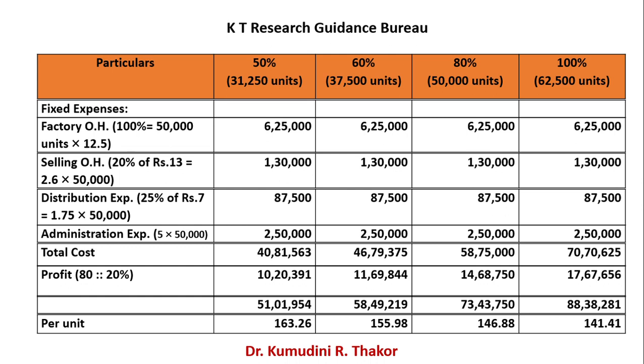1,63,000.26, 155.98, 146.88 and 141.41. What does it indicate? That if the company uses 100% production capacity, at that time it is beneficial both for the company as well as for the users. And this way the company can survive in the market and can enjoy more profit. Okay, is it clear in your mind?